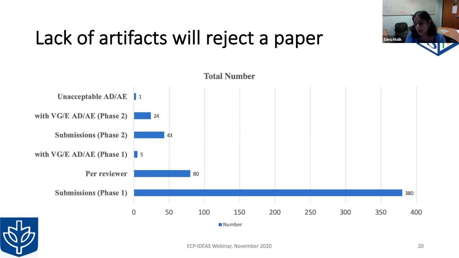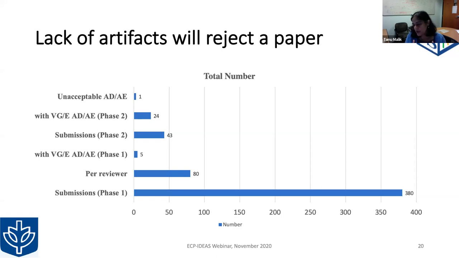So in the very first phase, authors had not submitted even the relevant artifacts for their paper. After revision in phase two, 43 of them got approved based on their technical review and their artifact review for proceeding to phase two. And after phase two, 24 of them got a rating of very good and excellent from me. The remaining 17 of them did not qualify. That was a combination of technical review and artifact description review. One paper was considered unacceptable for artifact description and evaluation.